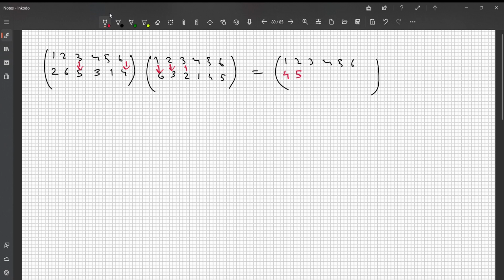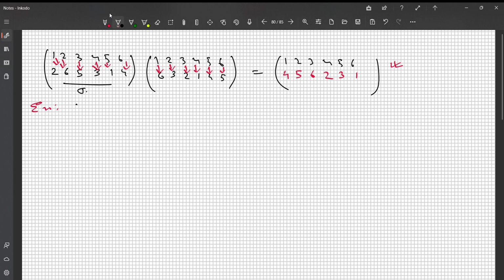Right? 2 goes to 3 here and 3 goes to 5 here. So 2 goes to 5. 3 goes to 2 here and 2 goes to 6 here. So 3 goes to 6. 4 goes to 1 and 1 goes to 2. So 4 goes to 2. 5 goes to 4 and here 4 goes to 3. So 5 goes to 3. And 6 goes to 5 here and 5 goes to 1 here. So 6 goes to 1. So this is the permutation you will be getting.